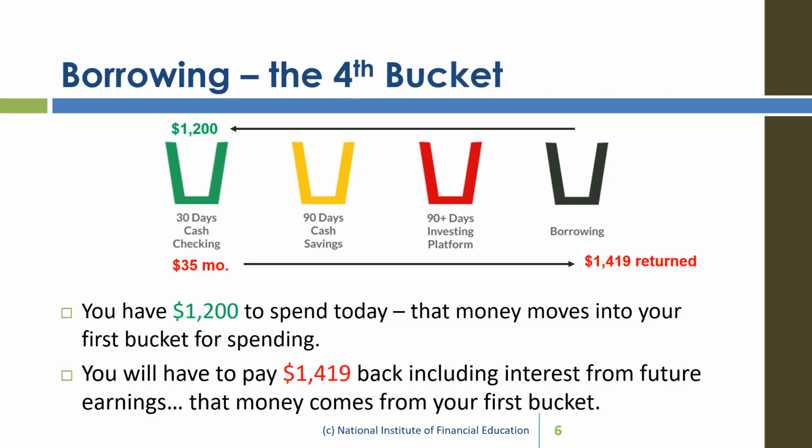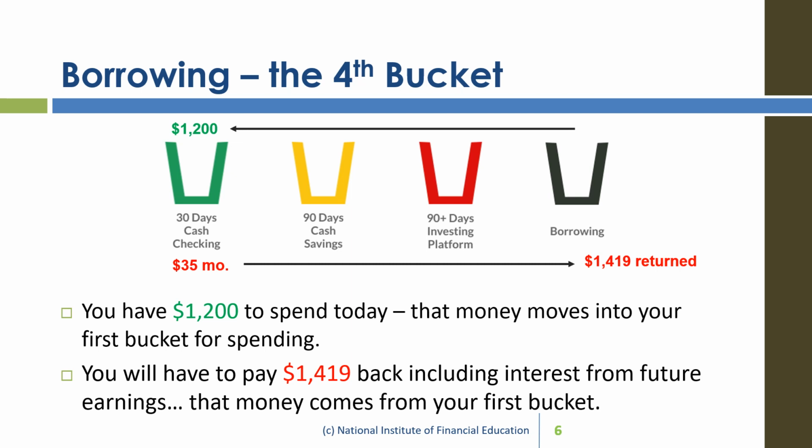Let's look at how this works in the buckets. You have $1,200 to spend today, but in doing so, you now have a $35 a month payment that needs to come out of your green bucket every month for the next 41 months. That's $35 you won't have to put in your 90-day or 90-day plus bucket. Where is that $35 going? It's going to your borrowing bucket.